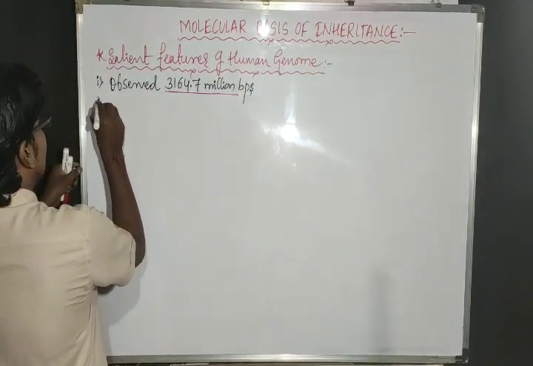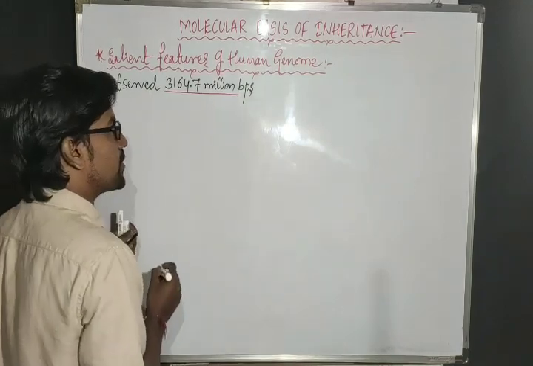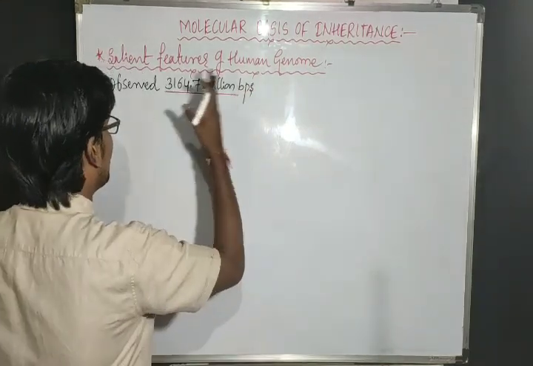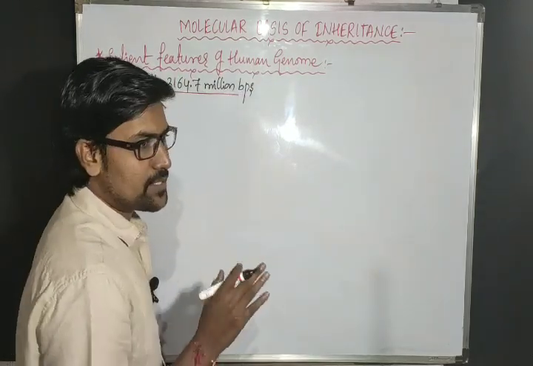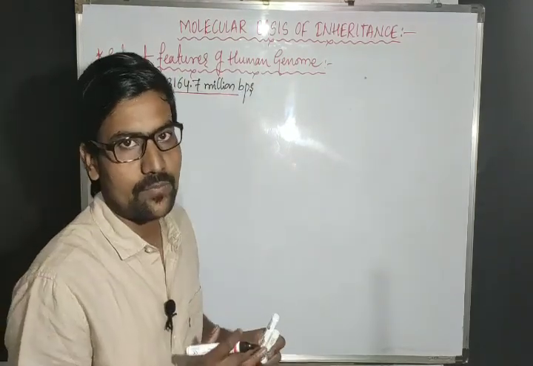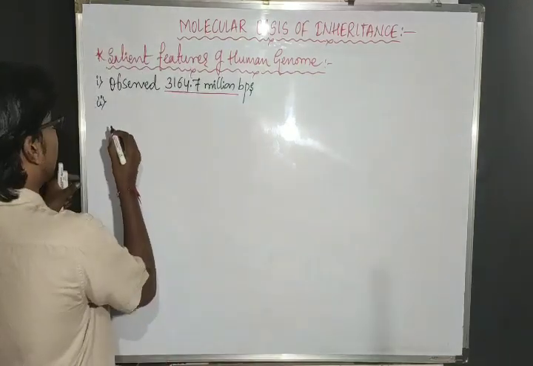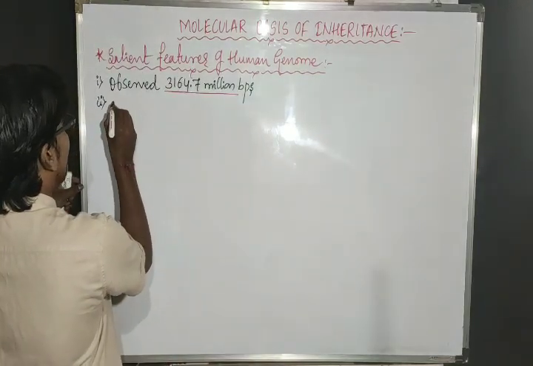And the second observation regarding the human genome: in the human genome this many base pairs are present. So finally they are saying that.